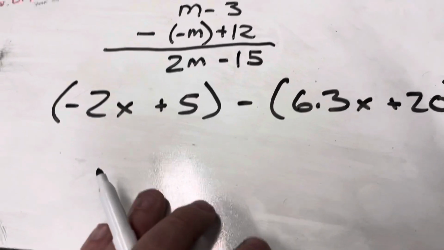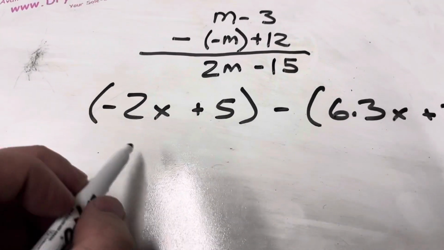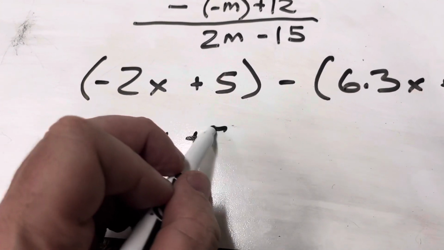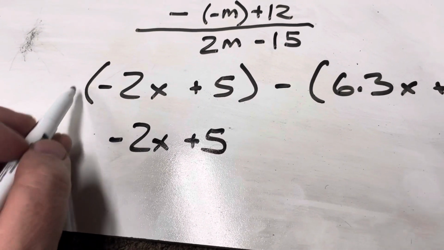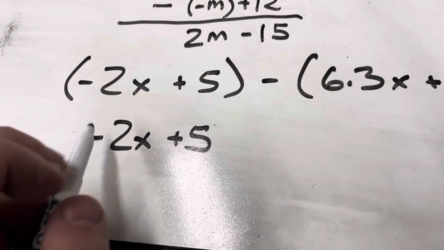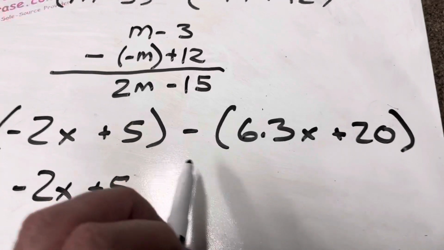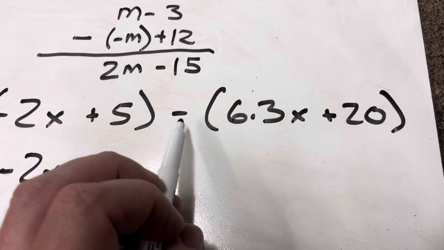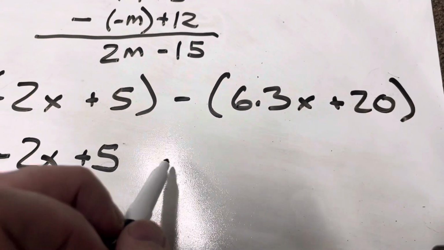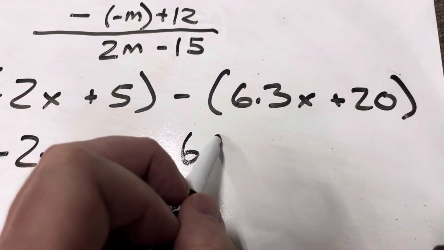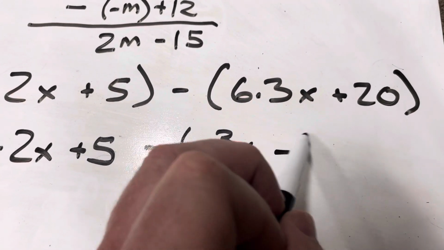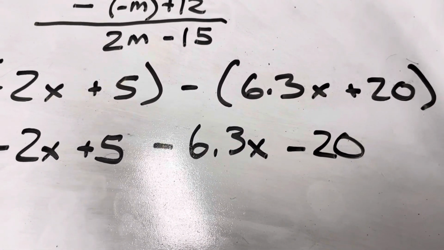All right? Let's try the horizontal method. I'm going to remove parentheses. Negative 2x plus 5. It's a positive number here. It's a positive 1. Remember, when there's nothing outside the parentheses, it's like a 1. So I'm going to move it. The signs aren't going to change. Here, since there's a negative sign, it's like it's a negative 1. So it's negative 1 times a positive 6.3, which is a negative 6.3x. And then it's a negative 1 times a positive 20, which is a negative 20.